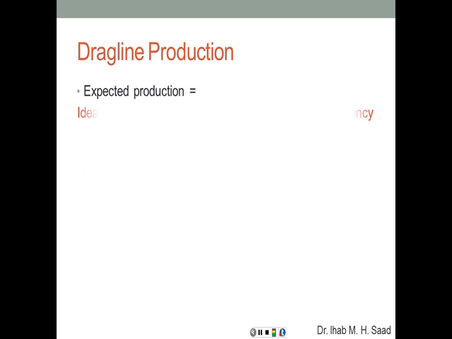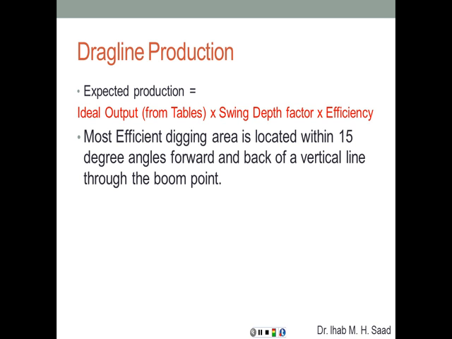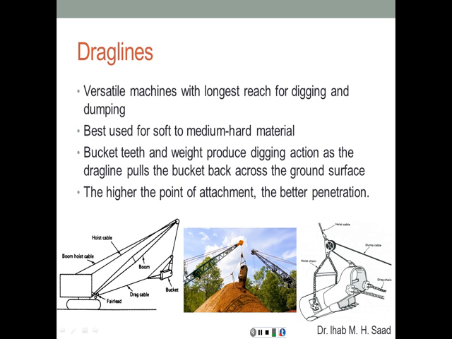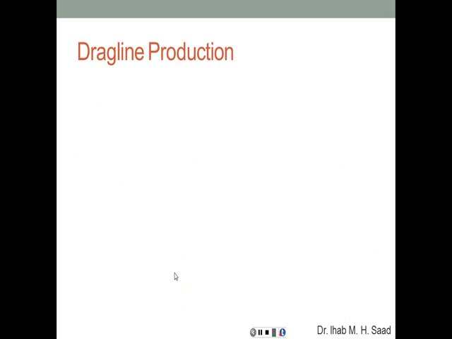The expected production of the dragline is going to be the ideal output from the tables times the swing depth factor times efficiency. Pretty much the same equation that we've had for the other pieces of equipment. The most efficient digging area is located within 15 degree angles forward and back of a vertical line through the boom point. So basically 15 degrees to this side and 15 degrees to the other side from the vertical line through the suspension point here.